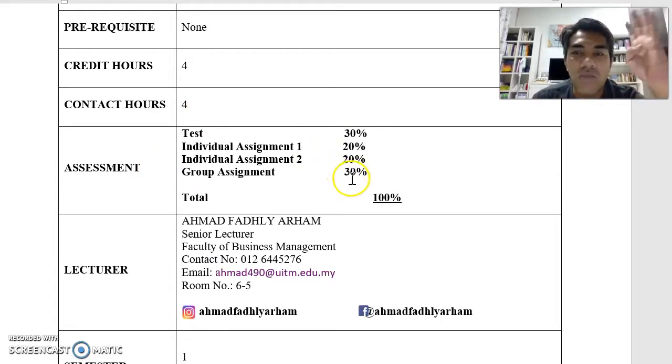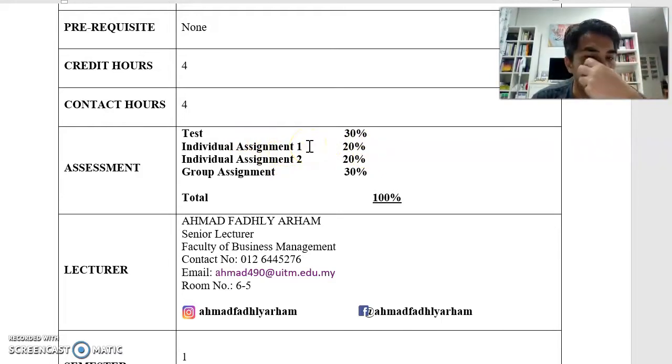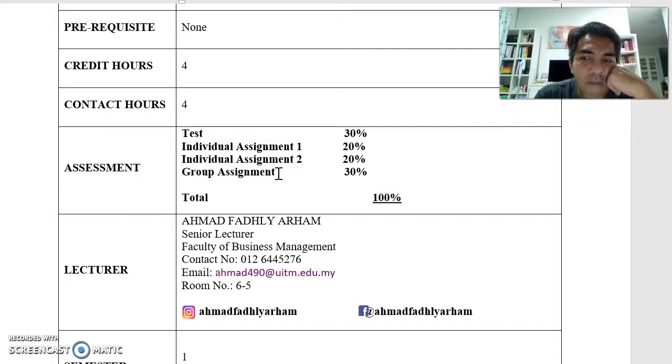There are four assessments that we have. The first one is a test for 30%. And then we have two individual assignments, which carry about 20% each. And then we have a group assignment. Meaning to say that you can expect that in this class for this semester, you are going to be involved in individual as well as group projects.